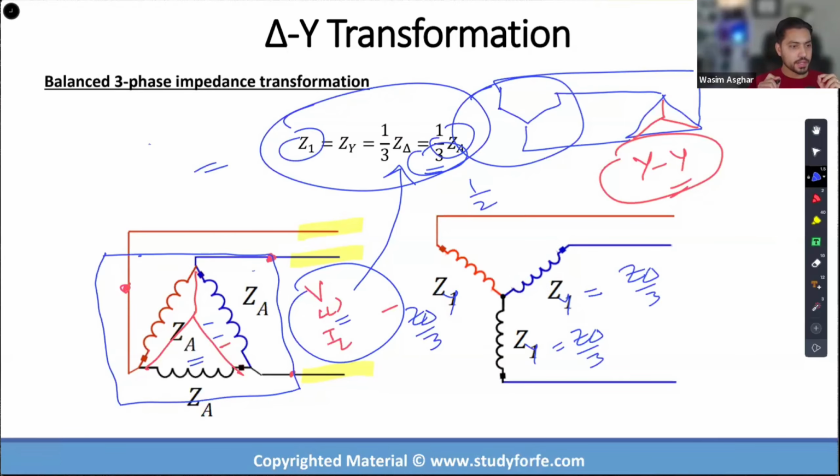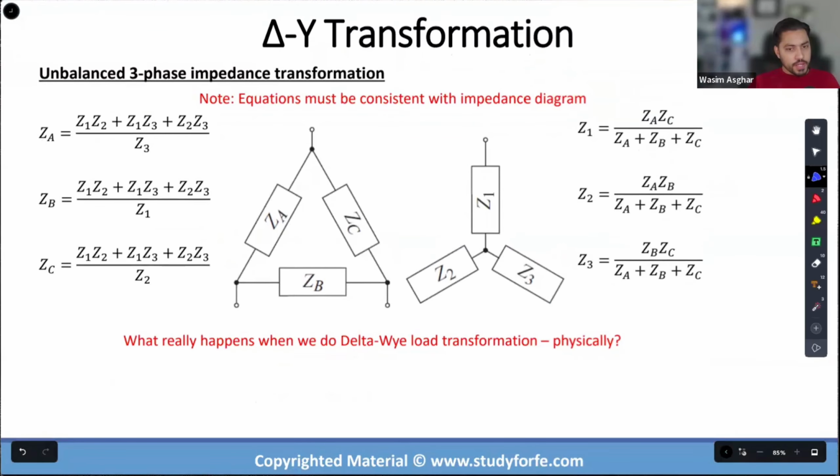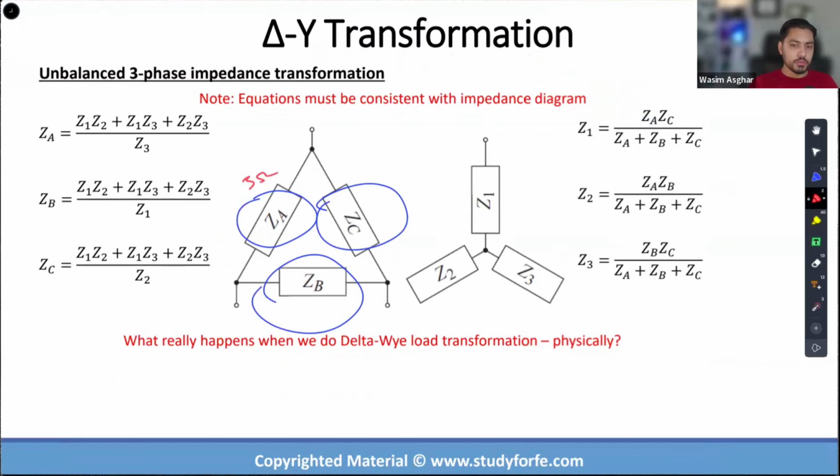There is a next version of the Delta-Wye transformation, which is with a three-phase unbalanced. So let's say on phase A, I have this. On one of the legs of the delta, I have this. On another leg of the delta, I have this. On another leg of the delta, I have this. So why have I labeled them A, B, and C? This may be 3 ohms. This may be 4 ohms. This may be 6 ohms. Now I cannot simply go ahead and call that Z1 is ZA divided by 3, or Z2 is ZB or ZC divided by 3 or something like that.